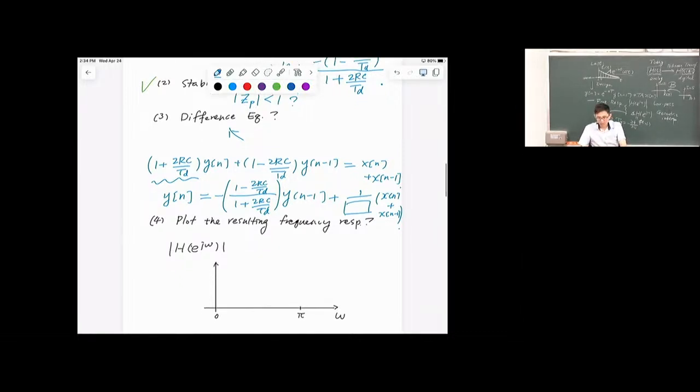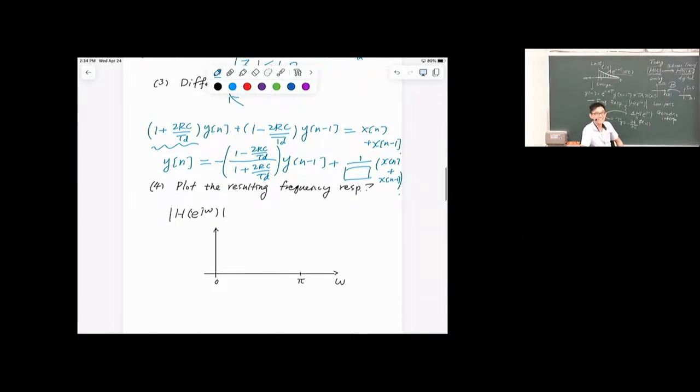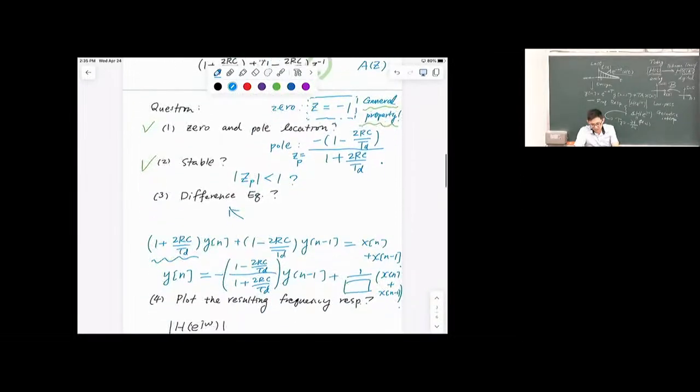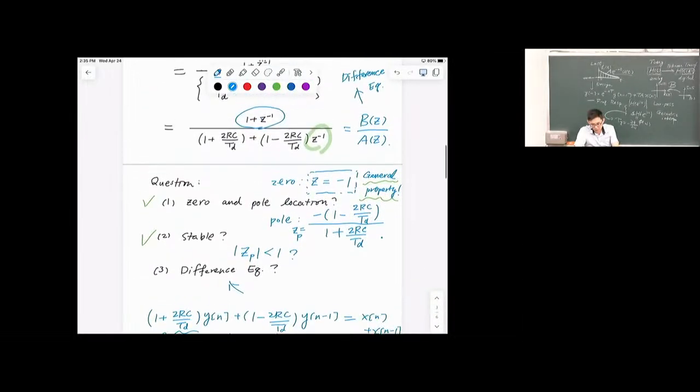Now, finally, there's number 4. Do we really have a low-pass design? So far, we've found out that, hey, cool, we have 0 gain at Nyquist frequency. But how about other frequencies?